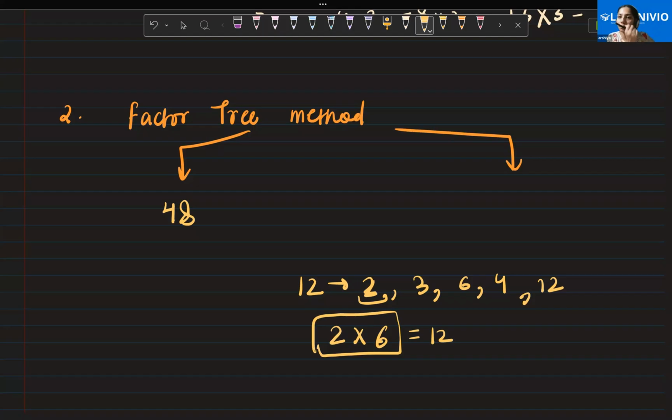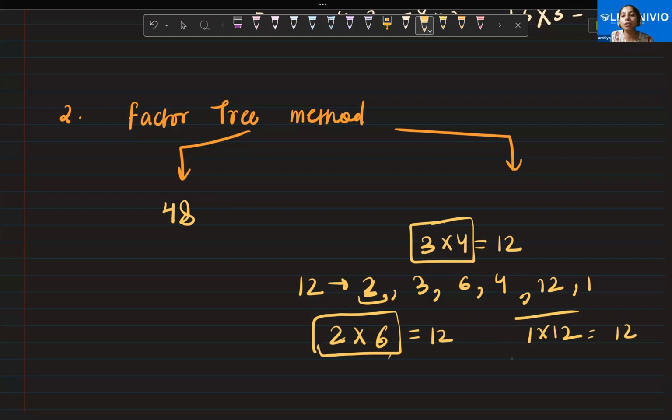Both of them are factors of 12, and if I multiply them together I get 12, so they are factor pairs. Again, if I multiply 3 and 4, I'll get 12. So 3 and 4 are factor pairs. Okay, 1 is also a factor, right? So 1 into 12 is 12. So 1 and 12 are factor pairs. Okay, is it clear? What are factor pairs? A little confused. Okay, I'll explain with some other example.